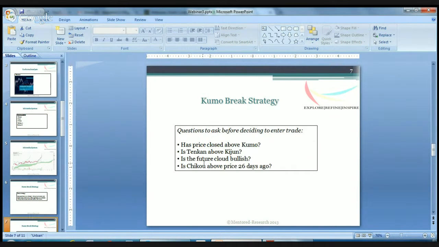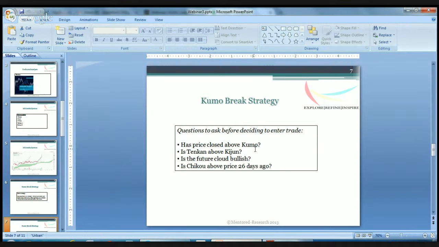Okay. Now, just like the Shikao breakout strategy, there are a few key questions you ask yourself during a Kumo break strategy. And they are, has the price closed above the Kumo, which obviously will be the case because you are looking at a Kumo break strategy. So the first criteria is the price should close above the Kumo. All right. The second criteria you need to ask is the Tenkan above the Kijun. Remember, this is for a bullish Kumo break. If you have to reverse these things for the bearish Kumo strategy. This is the bullish Kumo strategy.